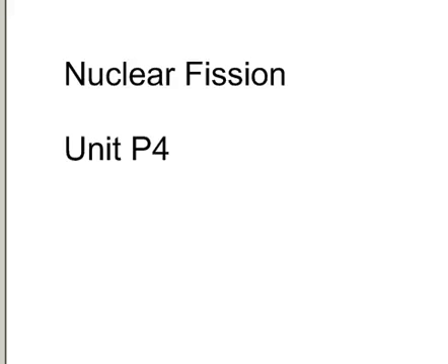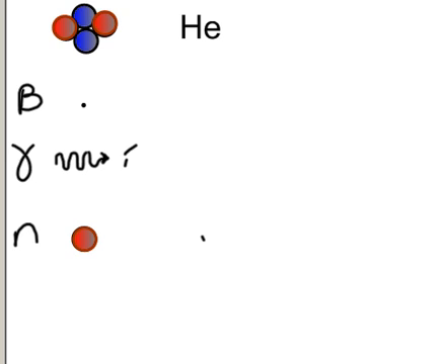Right, just going to have a little chat about nuclear fission. So the starting point is to have a little bit of revision of radioactive material. We're starting here with an alpha particle. An alpha particle has 2 protons and 2 neutrons. So it's actually a helium nucleus, the atom helium nucleus.